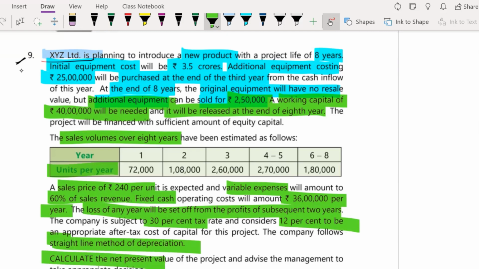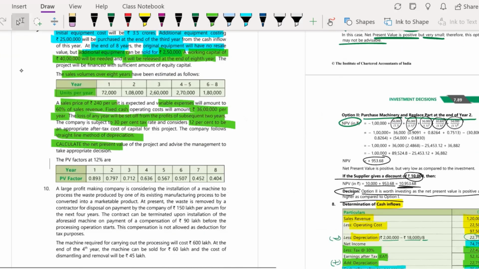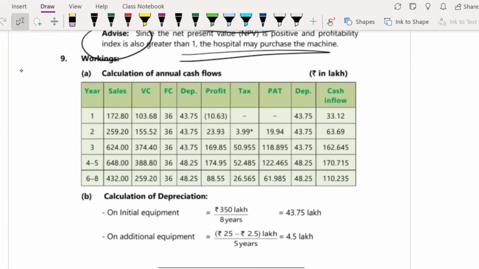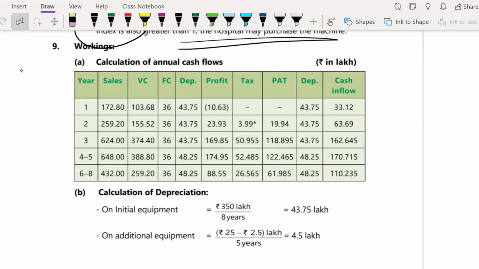Calculate NPV. Okay, so a lot of points are given in this question, but it's pretty simple again. Now let's start with the question. In any question, whenever you have to find out NPV, what you have to do? You have to find out the present value of cash outflows and the present value of your cash inflows. So now here first let's find out the annual cash flows. Year 1, 2, 3, year 4 to 5, and year 6 to 8.